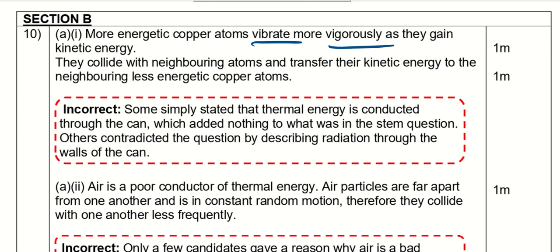Okay, so look at the markers' report. Incorrect: some candidates stated that the thermal energy is conducted through the can. So just by saying that it is by conduction, you won't get the mark, which added nothing to what was in the stem of the question. Others contradicted the question by describing radiation through the wall. We don't do that. Okay? And I will upload this answer on Google Classroom. All of you are in there.